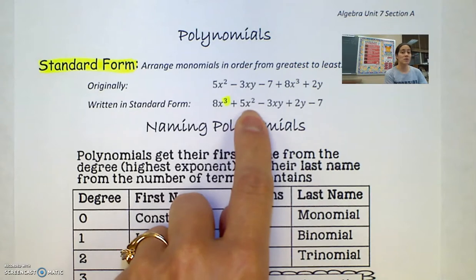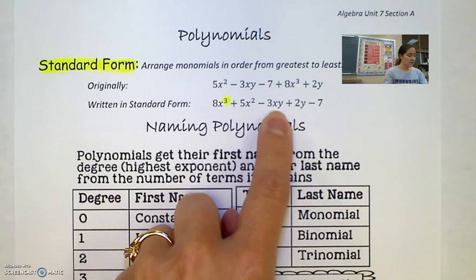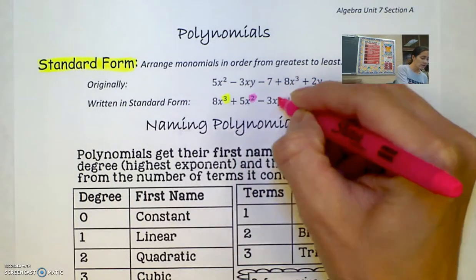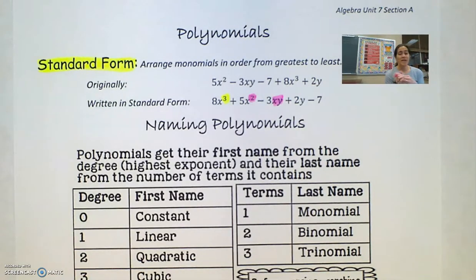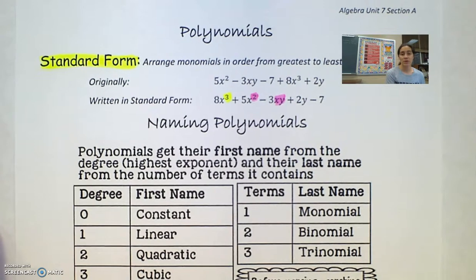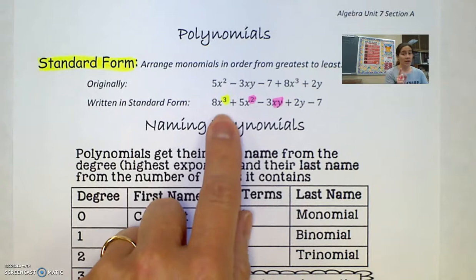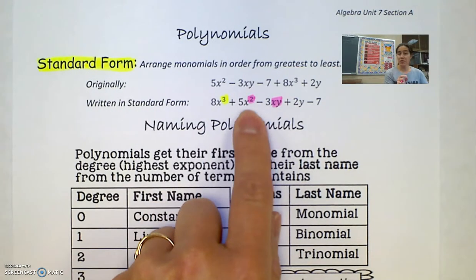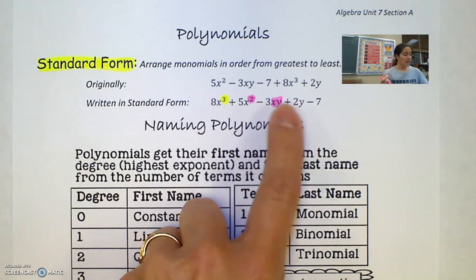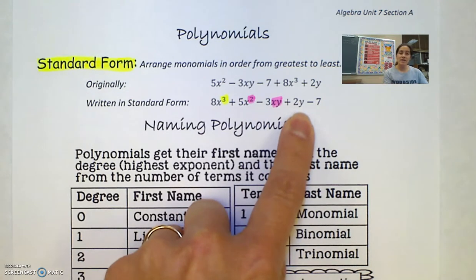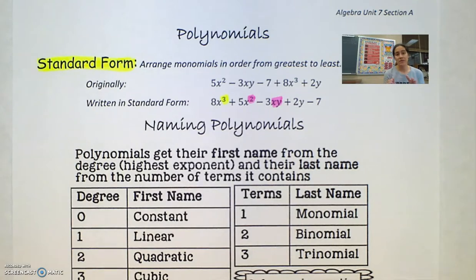Now, 5x squared, so x squared is smaller than x to the third. But technically, this x squared and this xy, they're actually the same degree, which I'm going to be telling you about in just a moment. So really, it doesn't matter which one I put next, but 8x to the third has to go first, then one or the other, 5x squared, minus 3xy, and then 2y. The y has an exponent of 1, but we don't write it. So anything to the first exponent, we just write y. So I didn't write y to the first. So that's the next one. And then we have a constant, which is minus 7.